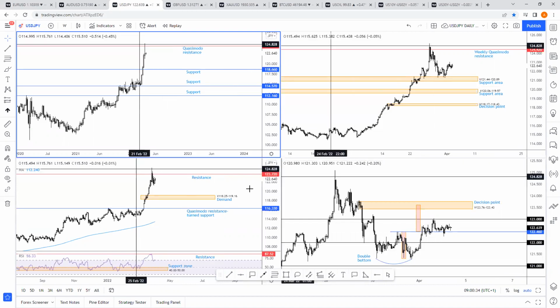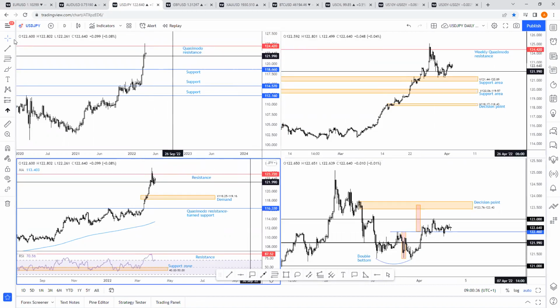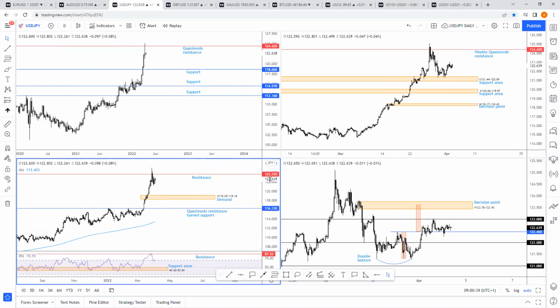Very similar scenario on the dollar yen daily time frame. We have the resistance at 123.72 stepping forward last week. Look, demand is seen at 118.25, 119.16 on the daily time frame.